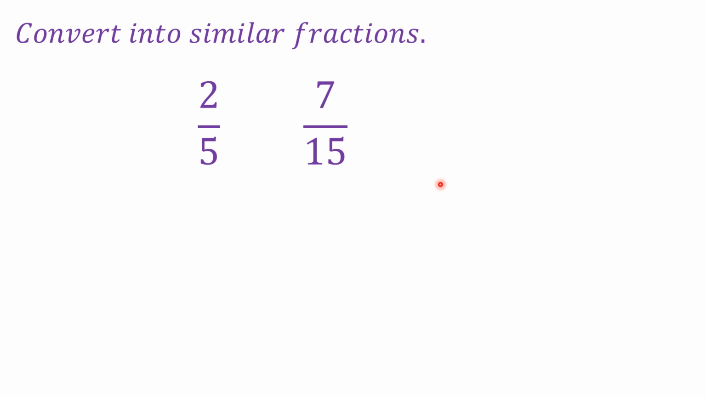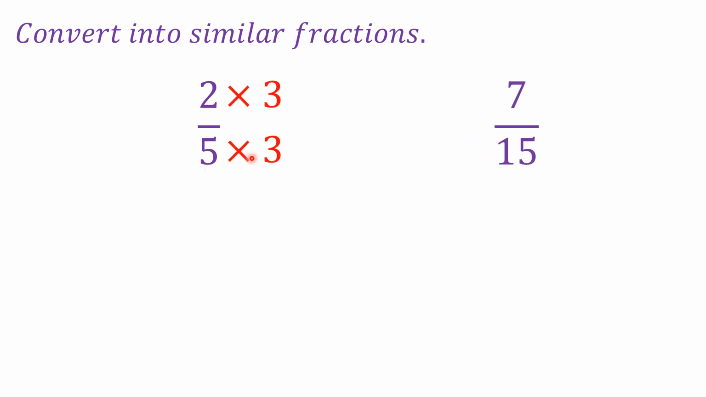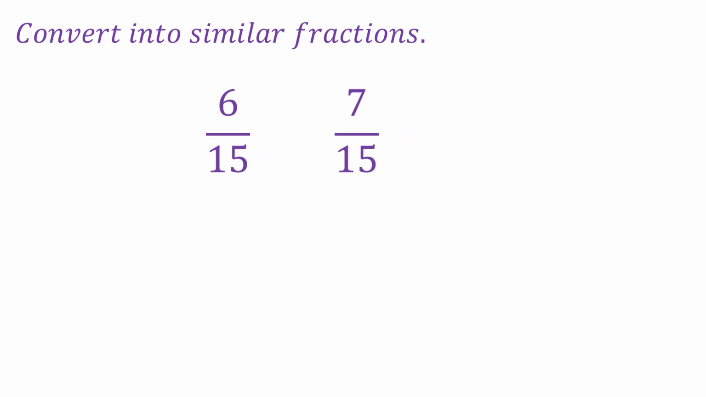And like another one, 2/5 and 7/15, so they are dissimilar fractions. So how to make it similar fractions? We just simply change this 5 into 15 because 15 is just a multiple of 5. All right, so what do we multiply to make it 15? We just simply multiply it by 3 to make it 15 and do the same on top. It will be 2 times 3 is 6 and 5 times 3 is 15. So now it's the same. Basically, this 2/5 is just the same as 6 over 15. We just change its form so that they become similar fractions. All right, so these two are now similar fractions.